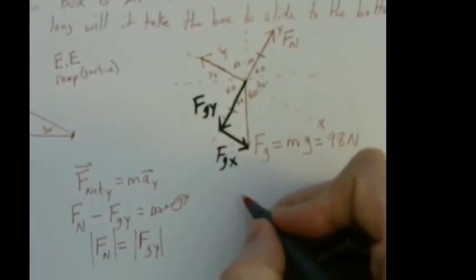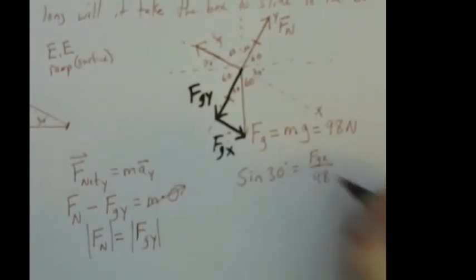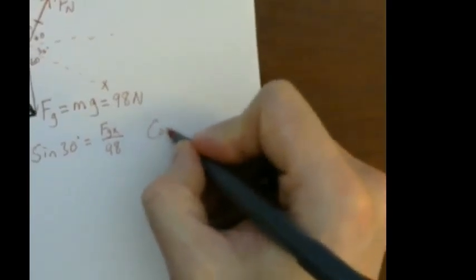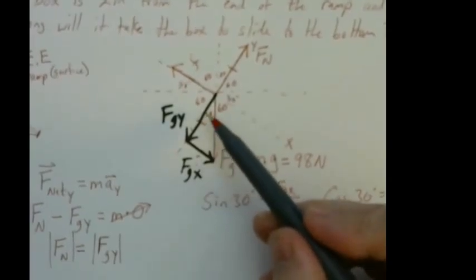This is rather handy because we know that these are the components of that. This is a right triangle, a 30-60-90 right triangle. We can write relationships to find these other things. Sine 30 degrees: the opposite side is Fgx, and the hypotenuse is 98. Cosine of 30 degrees equals the adjacent side, Fgy, divided by the hypotenuse, which is 98.